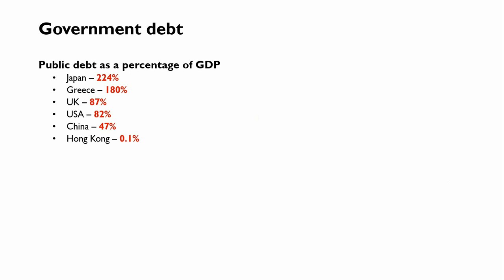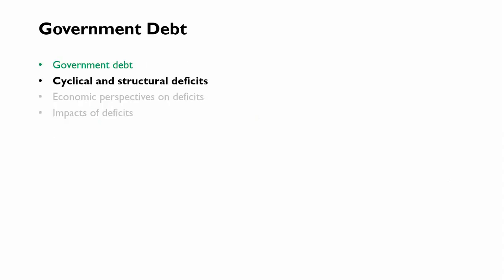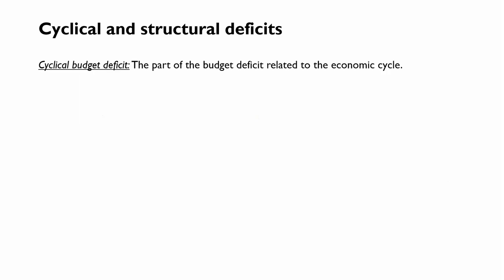So that's some concept on what we mean by government debt. It's contributed to by a deficit in the government's budget. Let's think about those deficits in a bit more detail. Two different types of deficit.